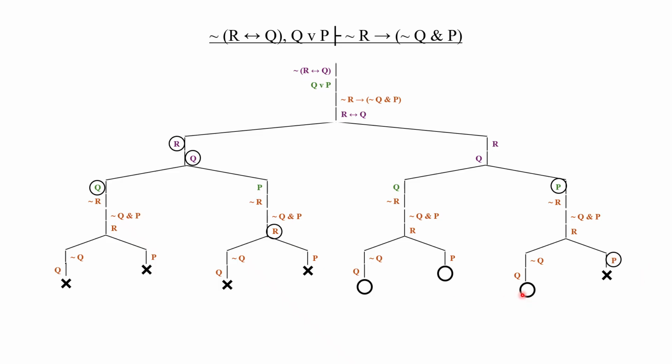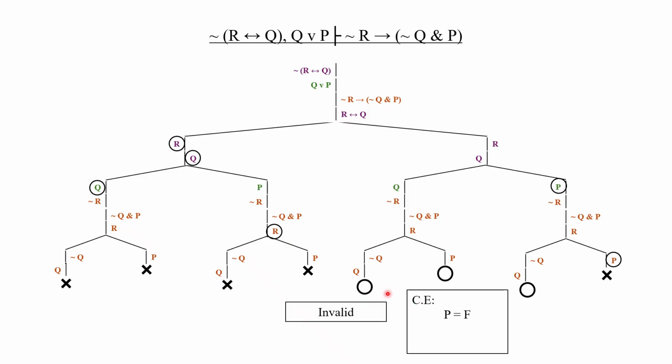So since I have an open branch, it's going to be invalid, and then I just need to come up with a counterexample. So for the counterexample, I'll have P is false, Q is true, and R is false. This is an interesting case, and I wanted to mention it. So the values here are P is false, R is false, Q is true.